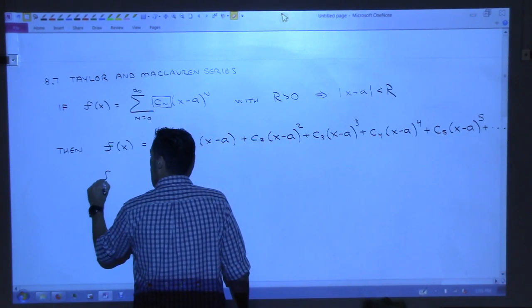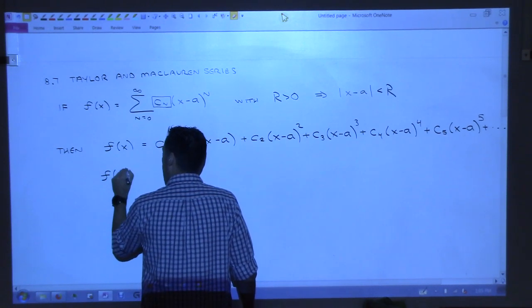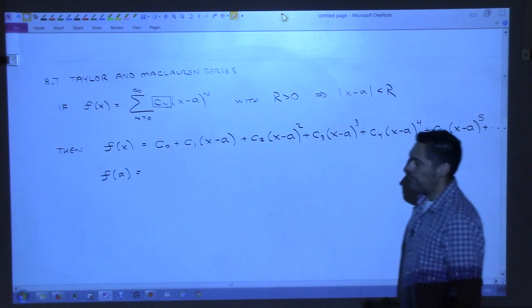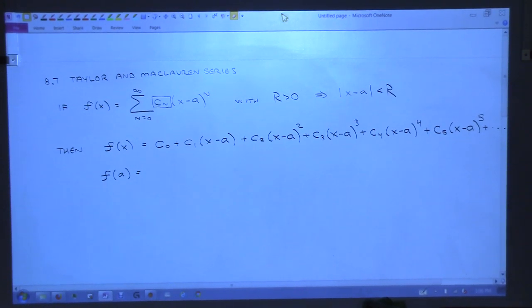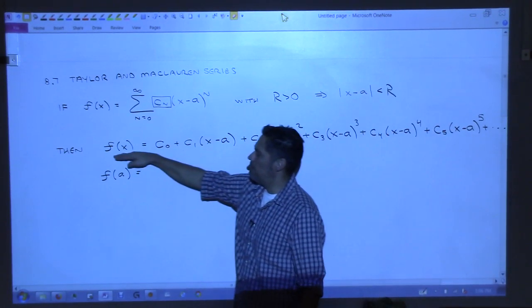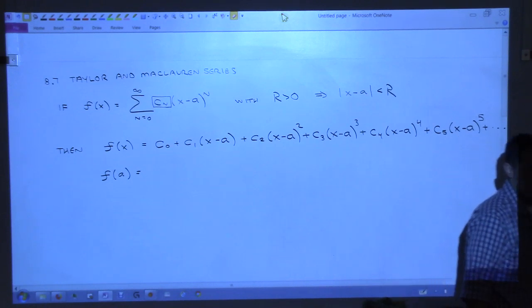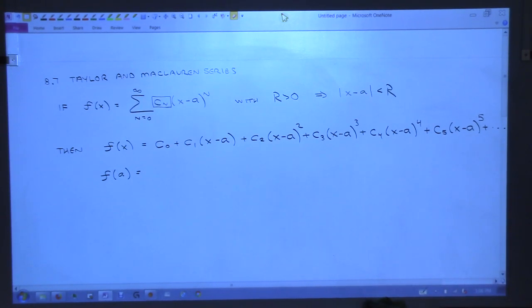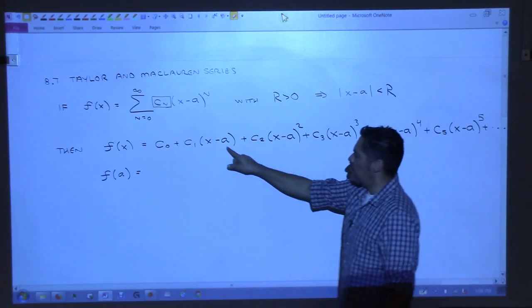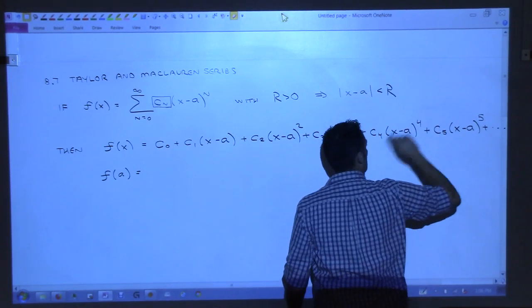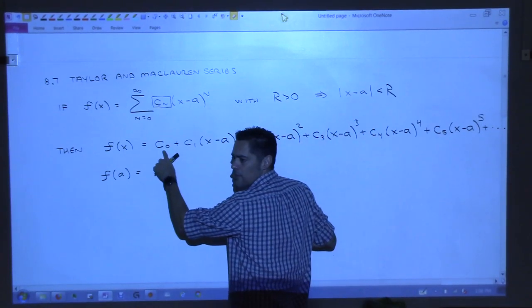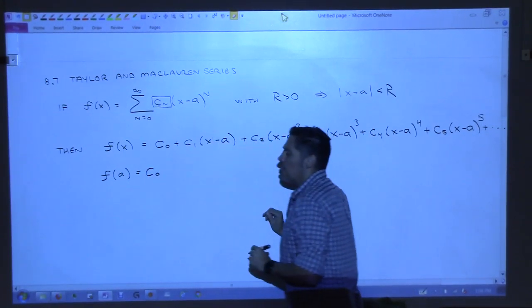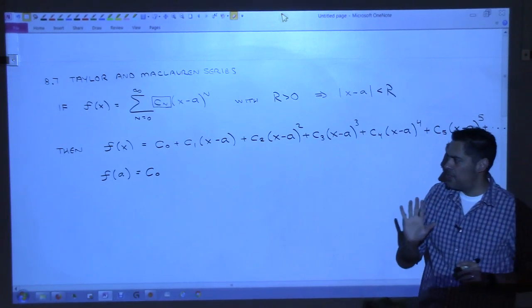First of all, I'd like for you to tell me what is f of a. Can you tell me what f of a is? This is f of x, right? If I tell you to plug in a for x, what would you get? C sub 0, C subscript 0. This would be gone, right? 0, 0, 0, 0. They're all gone, aren't they? The only thing left is this. So C sub 0.